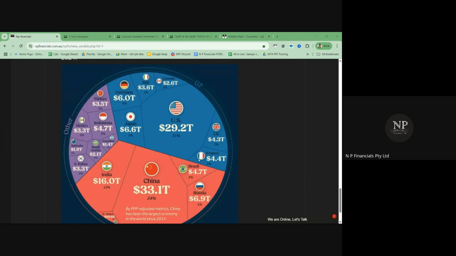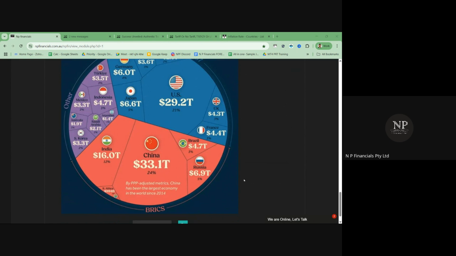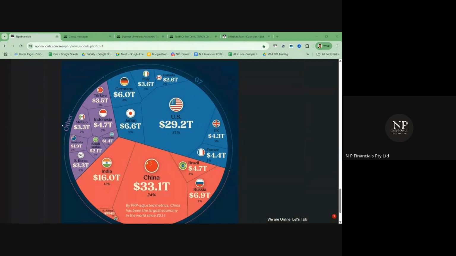Now 2024. As I was telling you, China is now at 33.1 trillion. China has been the largest economy in the world since 2014. Now US is 29.2 trillion and India is 16 trillion. So these three are very big. Brazil, Russia is there. Any question? Nope. So this is BRICS: Brazil, Russia, India, China, and South Africa, 994. And this is other, and this is G7: Germany, Japan, Italy, Canada, United States, UK, and France.